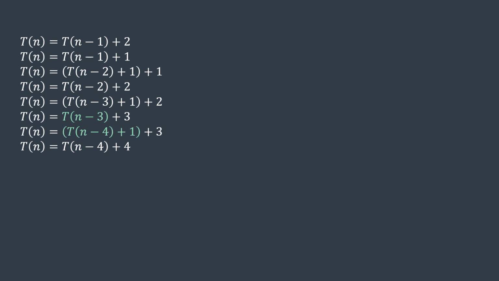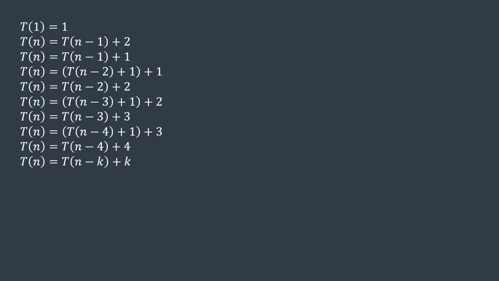And here the relation is easy. We know that if we continue, we will always have t of n being equal to t of n-k plus k, because we have t of n-1 plus 1, then t of n-2 plus 2, then t of n-3 plus 3, then t of n-4 plus 4, and so on. Now we need to know the cost of the base case of this function. The base case here is when n is equal to 1, and we directly return, so we have only one operation. We can say that t of 1 is 1.